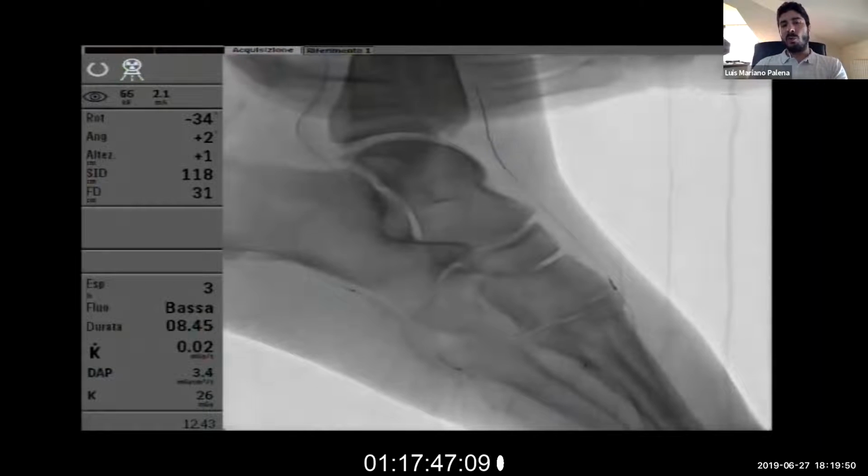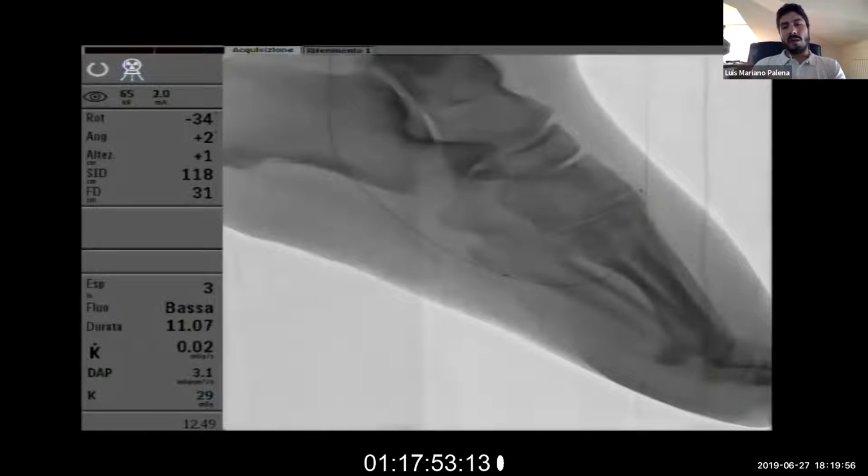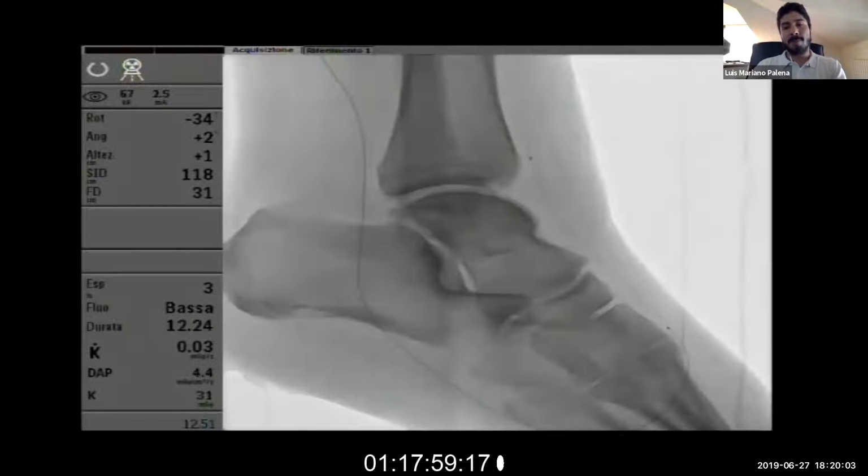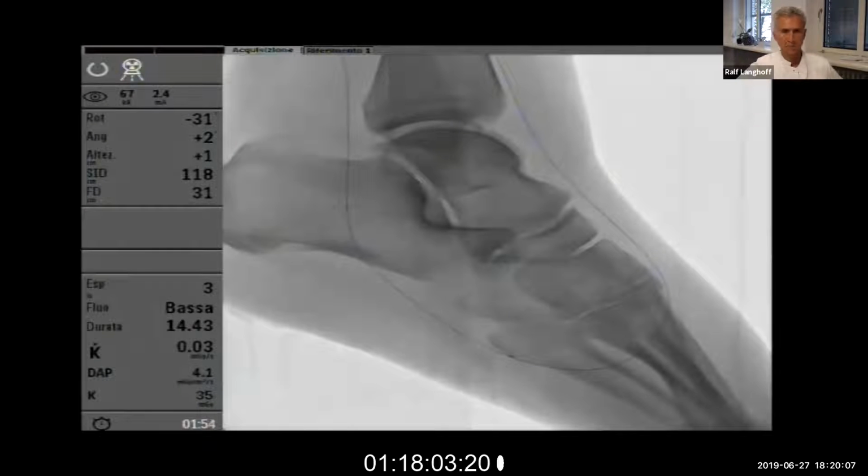So I decided to remove the microsheath and, in a sheathless strategy, to shift for a balloon. It's a 2 millimeters balloon that allowed me to dilate the arch and finally engage the dorsalis pedis, and finally dilate also the lateral plantar.